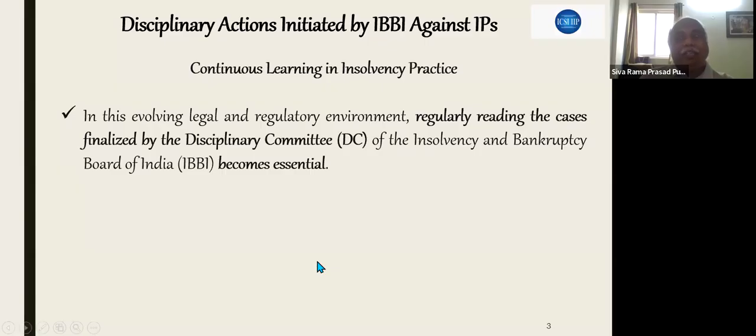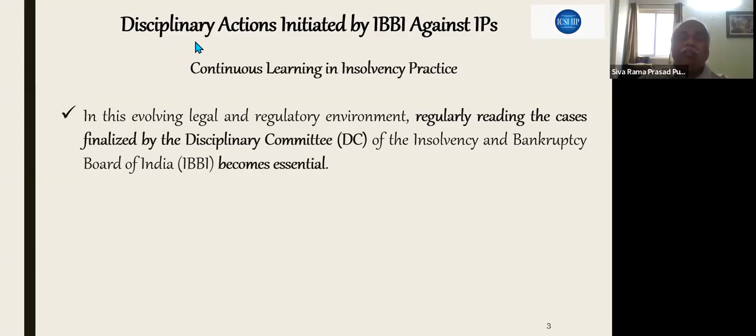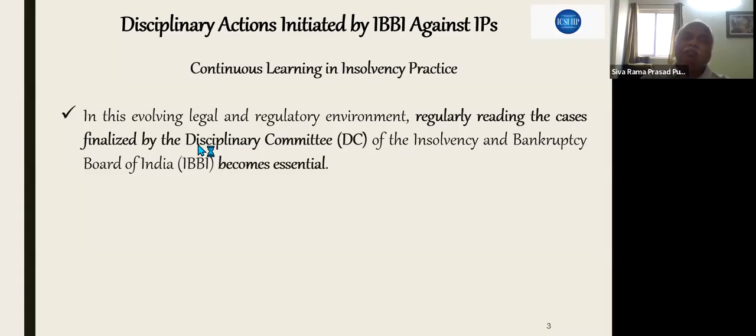In this evolving legal and regulatory environment, regularly reading the cases finalized by the Disciplinary Committee of IBBI becomes essential for improving the quality of my assignments, whether CIRP, liquidation, PPIRP, personal guarantor to corporate debtor, or voluntary. To improve quality, we must know what type of mistakes and irregularities they commonly commit. The norms must be continuously updated; then only the quality will increase. Quality must be maintained by the IPs; that is very much required in the insolvency profession.